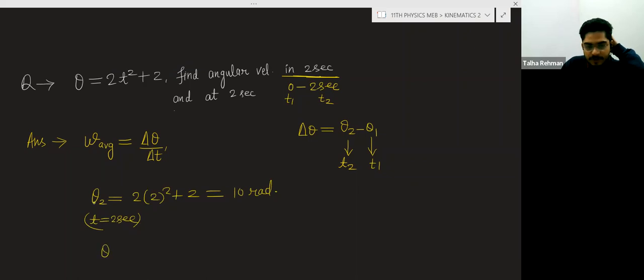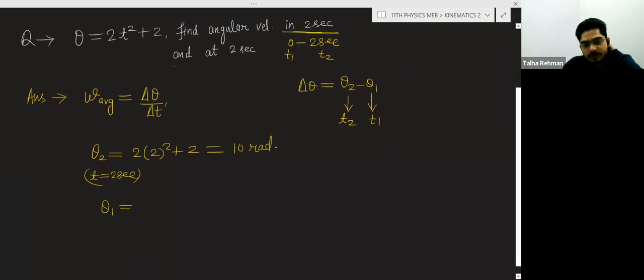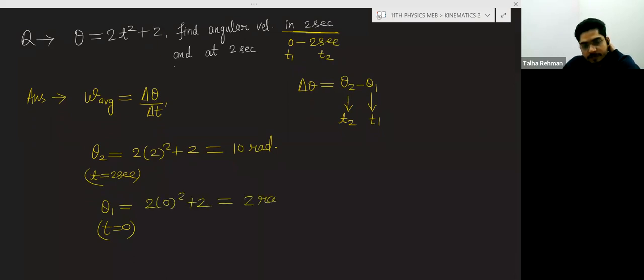Now theta 1. Theta 1 will be at t1 equal to 0. So at t equal to 0 you have to find. So it will be 2 into 0 square plus 2. So basically it will be 2 radian only.